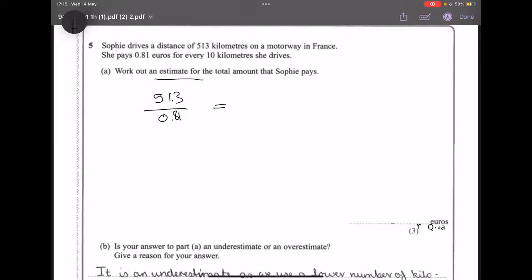Therefore, 513 is quite a significant number that you'd want to round to approximately 500. 0.81, you could round that to 1 euro. And 10 kilometers, you don't need to round that, as that's already rounded.